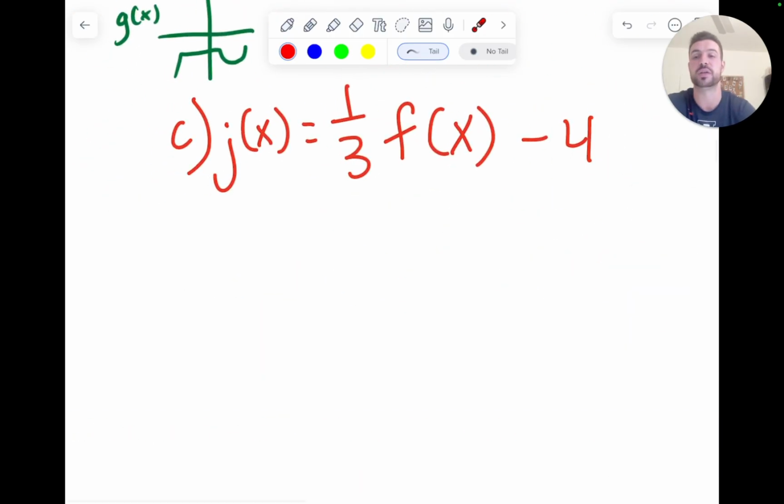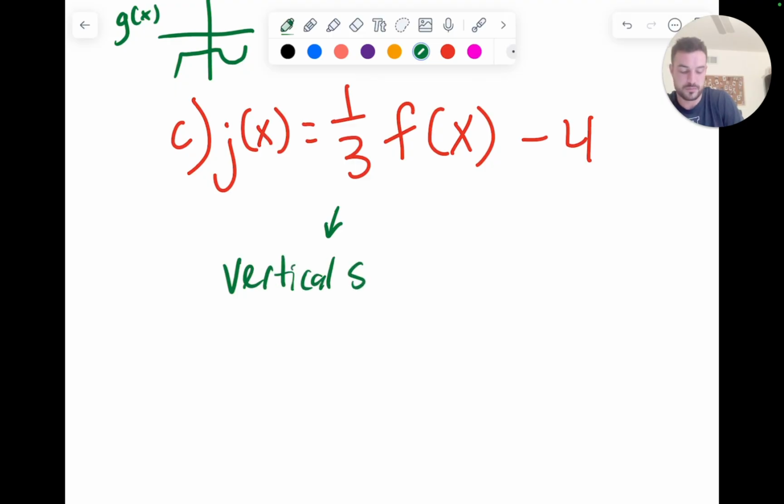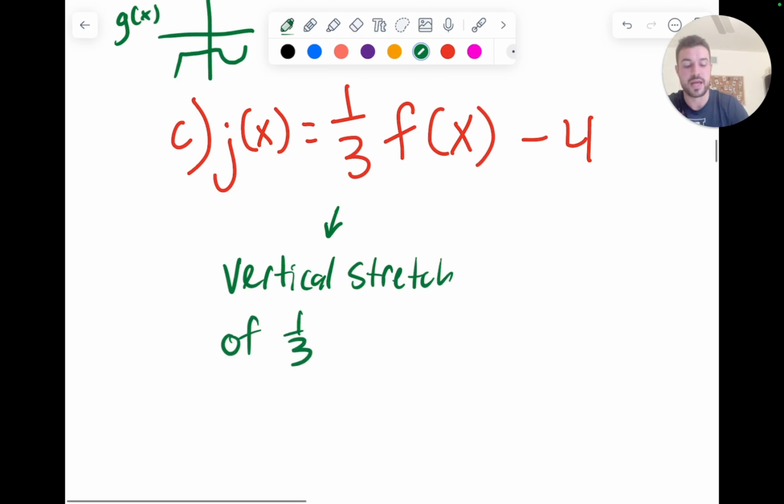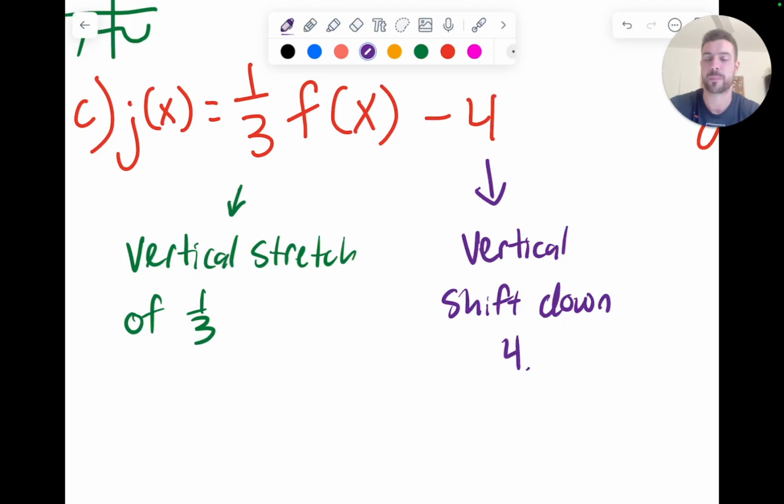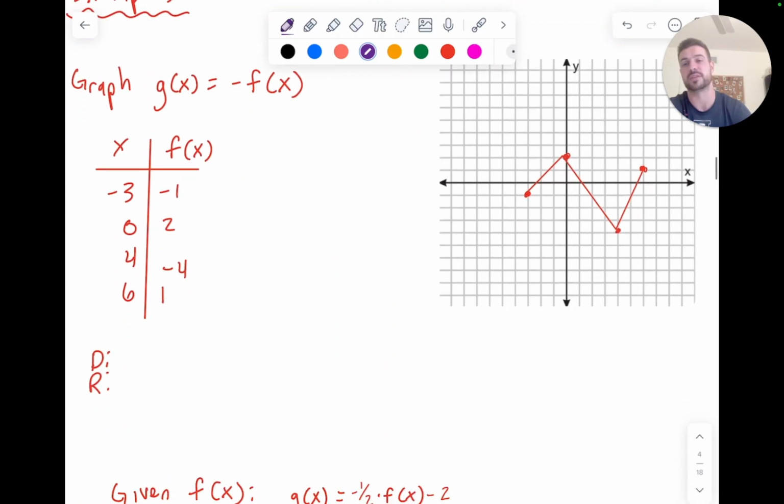Finally, our last example here, excuse me, we have multiplication in front, which is a vertical stretch of 1/3. And then now we have a minus 4 at the end. So we're just shifting everything down 4, which is a vertical shift down 4. All right, so I know it sounds kind of vague when we're talking about it like this. It's a little abstract. So why don't we look at a couple examples?